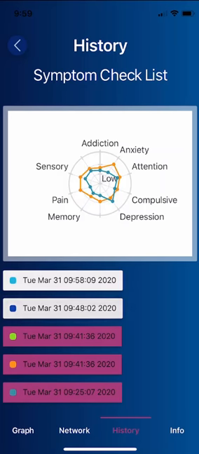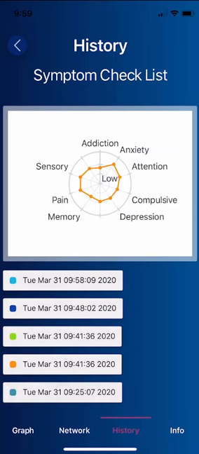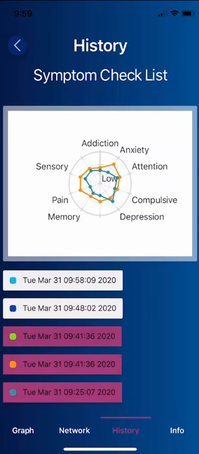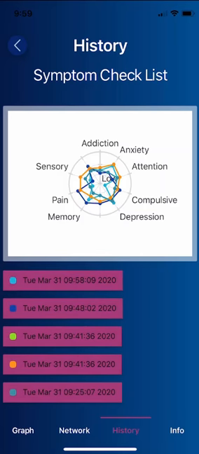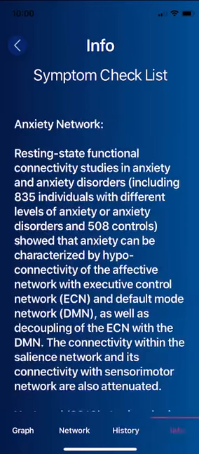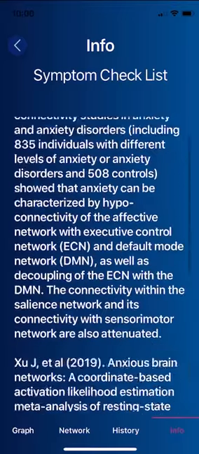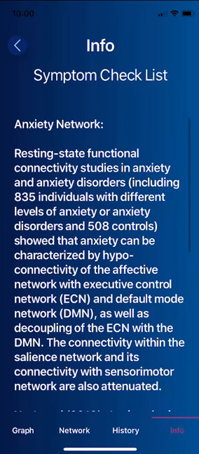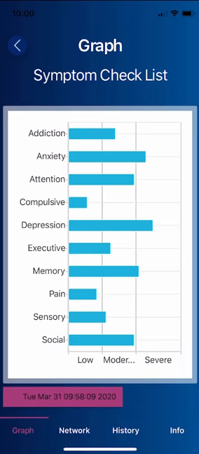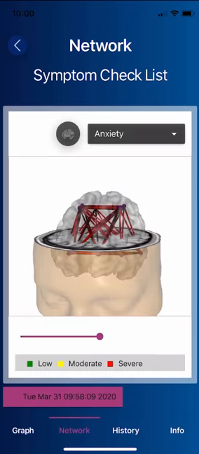These are just repeated tests on a radar map. The goal here is to have these tests, or have the severity, collapse towards 0 in the center. So the farther it is away from center, the more severe the symptoms. You can click information. This gives you information about the attention network or anxiety network. Go back to the graph. If you want to find something about depression, then click info.